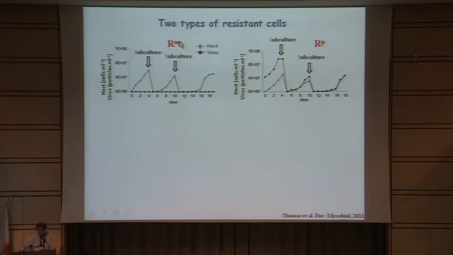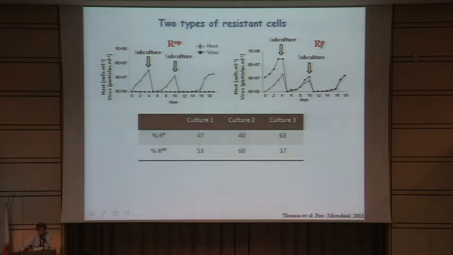We call these two types resistant non-producers and resistant producers. We did that in 3 independent experiments, and we saw that about half of the clones were producers and half of the clones were non-producers.